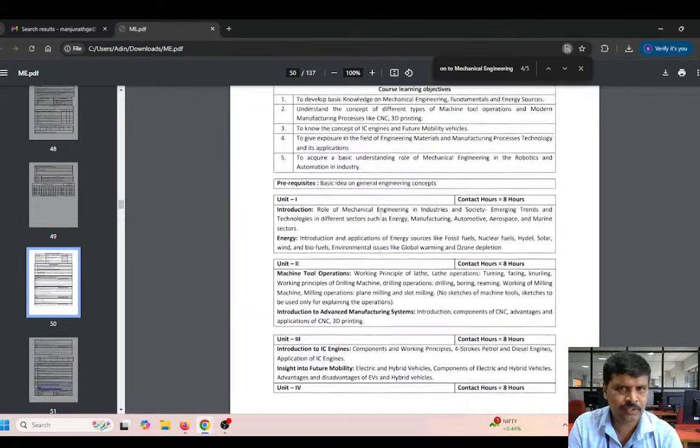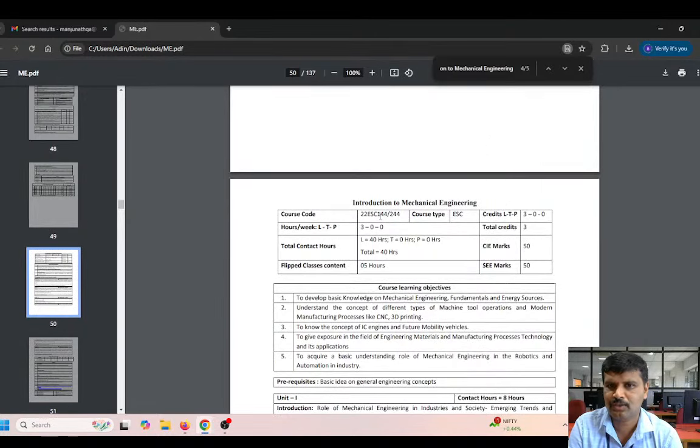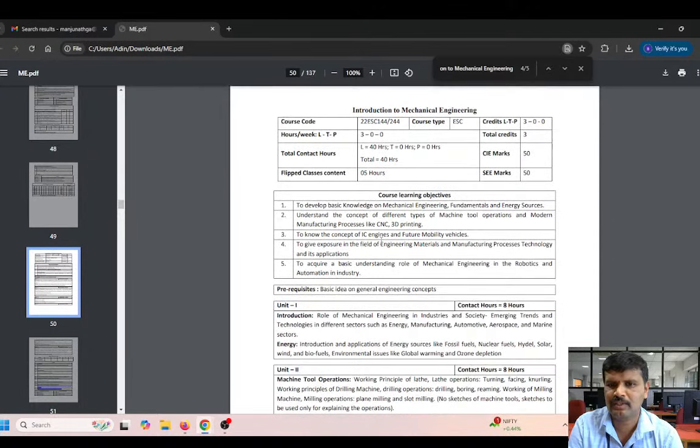So coming to this ESC, that is Introduction to Mechanical Engineering, it tells the overall view, meaning the importance of mechanical engineering in the industry sectors. Thank you.